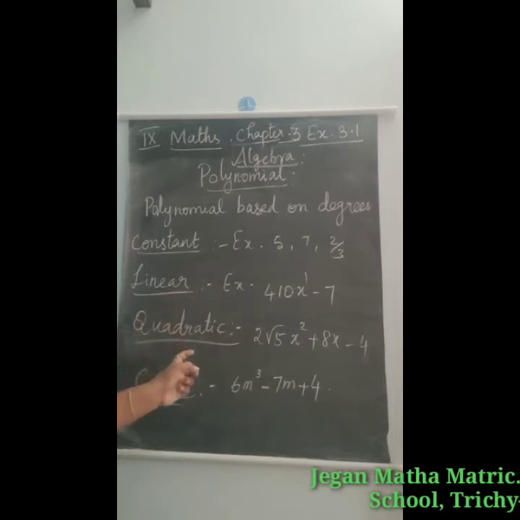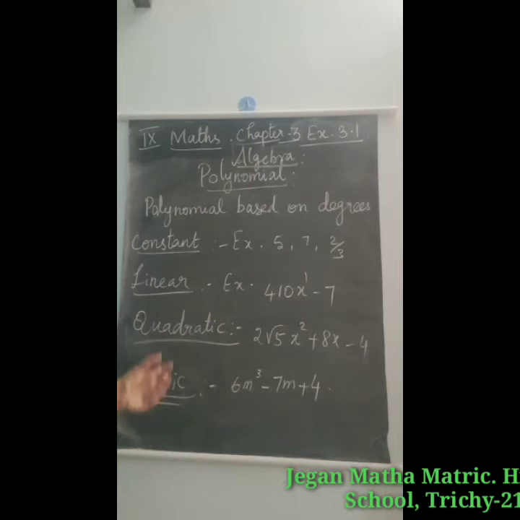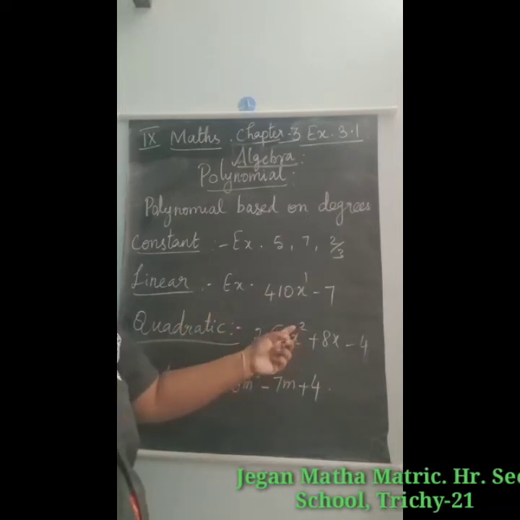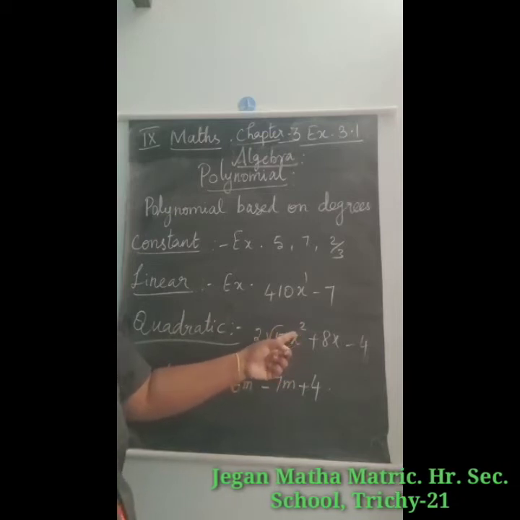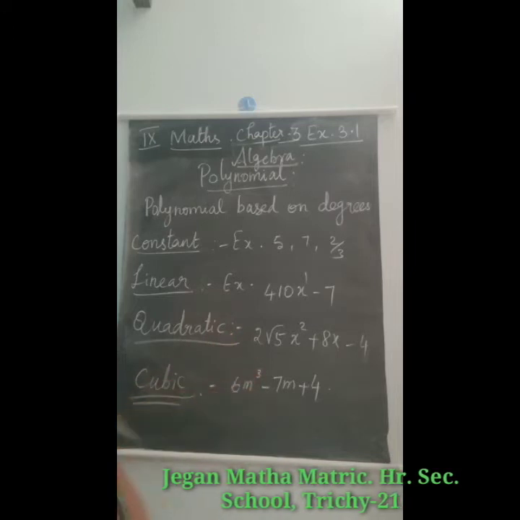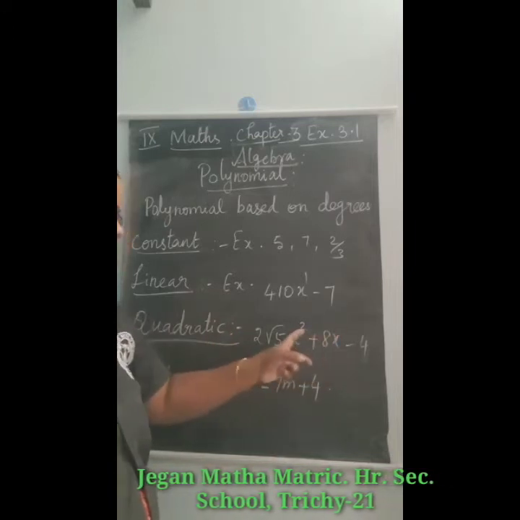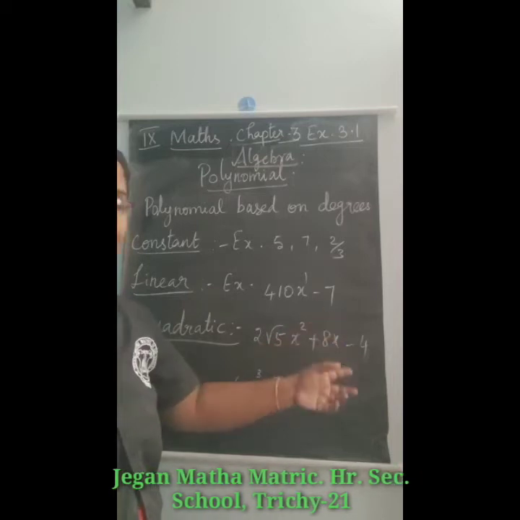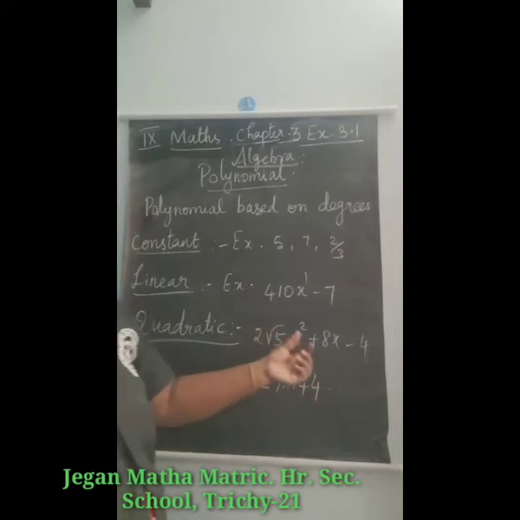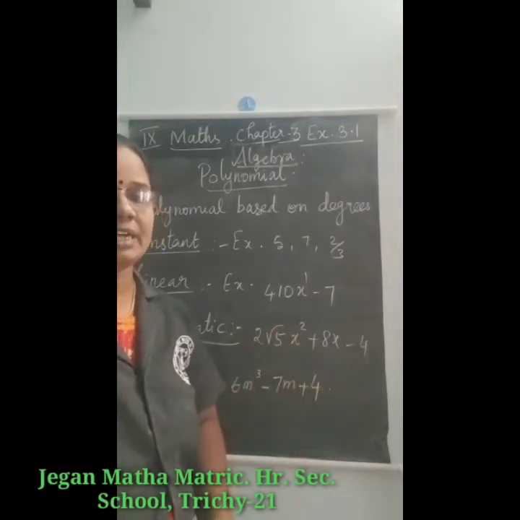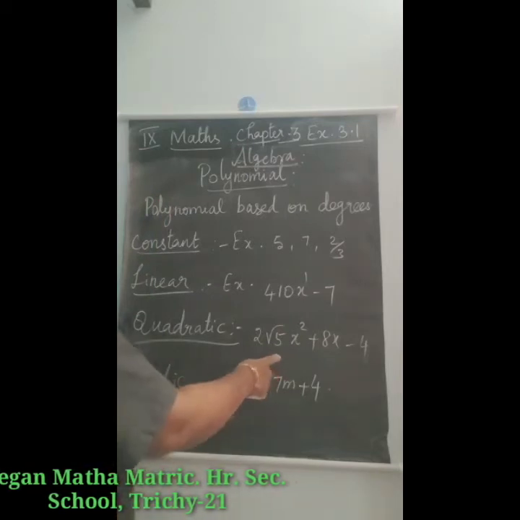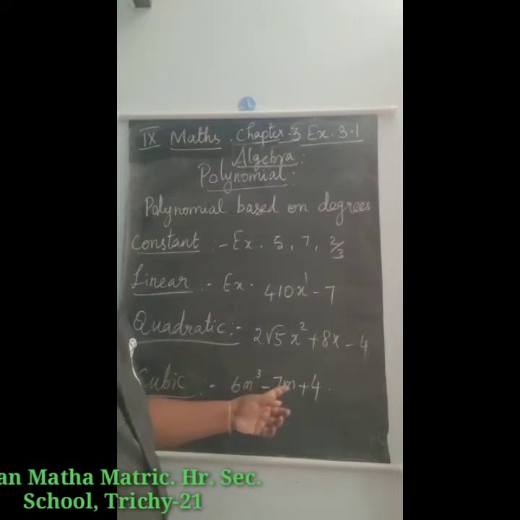And next one is quadratic polynomial. What is quadratic polynomial? In this polynomial, the degree should be 2. So a polynomial of degree 2 is called quadratic polynomial. Here power 1 is there, here 2 is there. Which one is the highest power? That is considered as the degree. So here 2 is the degree, so this is considered as quadratic polynomial.